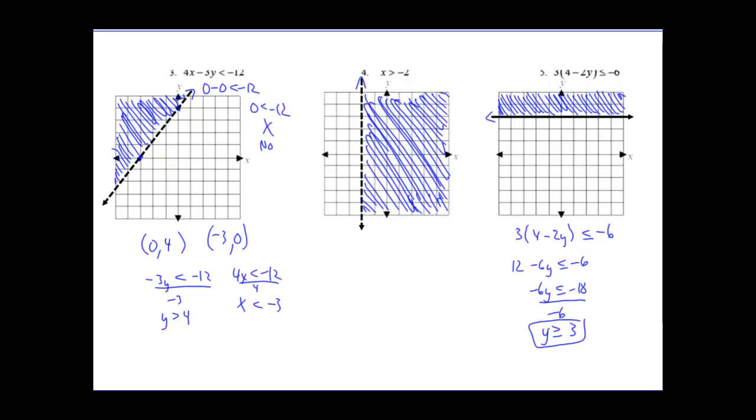If we divide by -6, don't forget to switch the sign. So we want all the y's that are greater than 3. So if we go up to 3 on the y, all the y's that are greater than that are above.